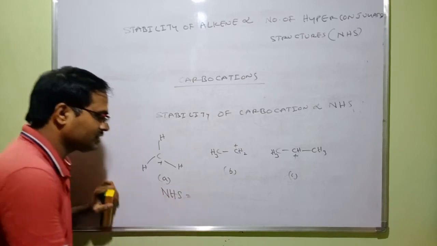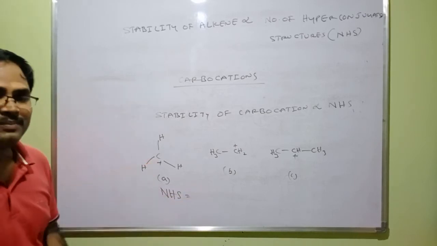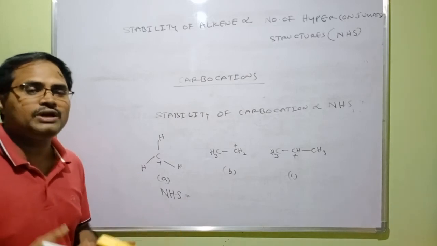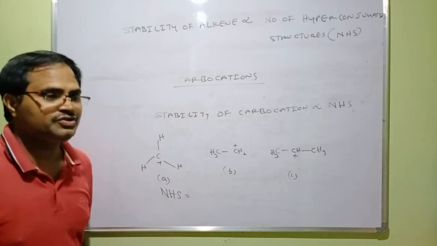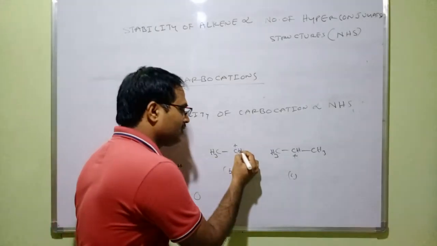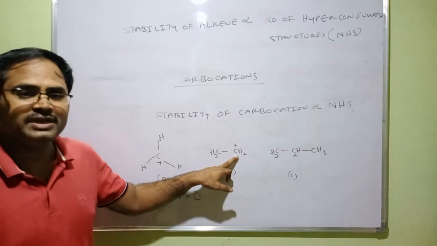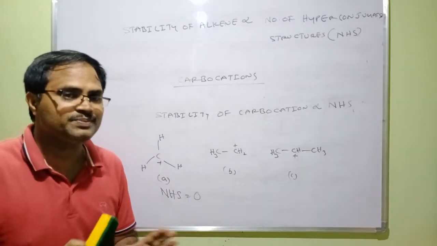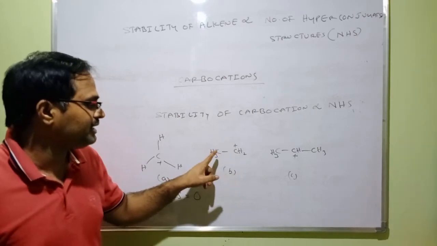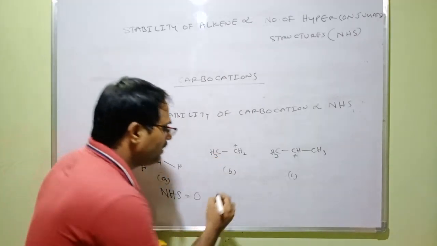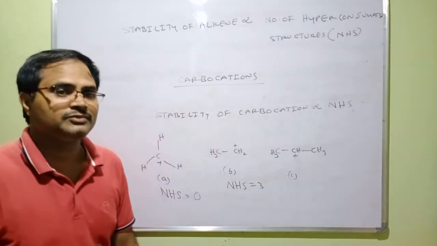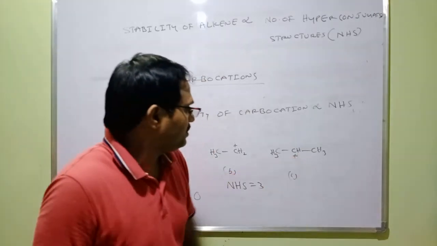How many hyperconjugated structures do we have? We have an sp2 carbon, but beside the sp2 carbon you don't have any sp3. If you don't have any sp3 carbon, there is no need to expect any hyperconjugated structures. There are no hyperconjugated structures. Let us come here. Positive charge always undergoes sp2 hybridization, so the sp2 carbon is there. Beside the sp2 we have sp3, and the sp3 has 3 CH bonds. Therefore, the number of hyperconjugated structures equals 3.